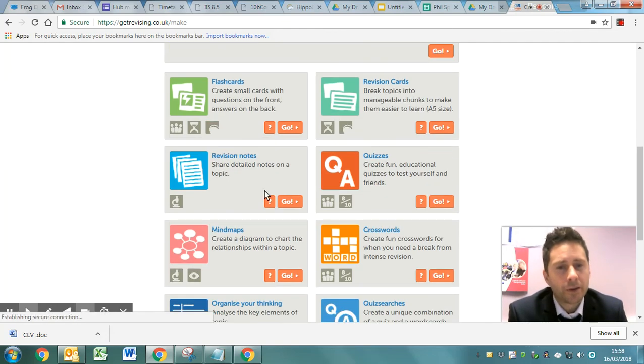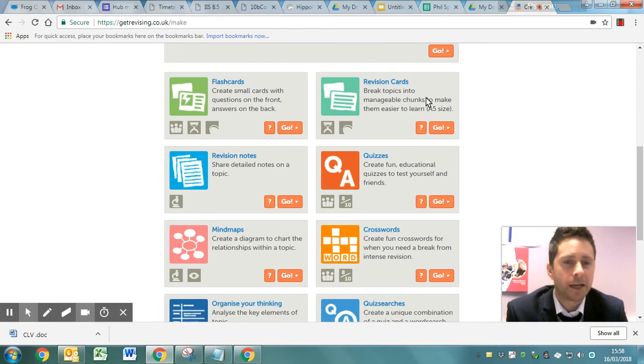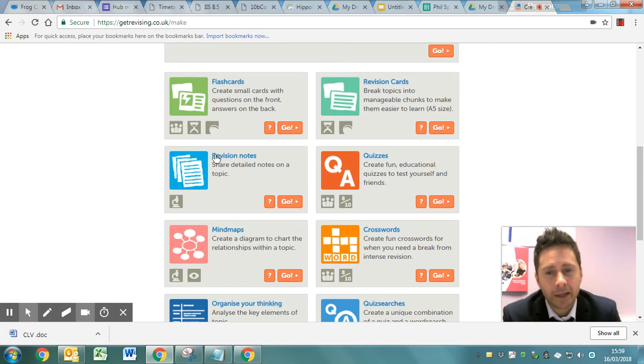There are a whole host of other things you can do. You can do revision cards, so breaking topics into manageable chunks. I'm not going to go through all of these with you. You can explore them yourself, obviously. You can make detailed revision notes that you can then go over. So, if you're fed up of writing notes down on paper or in your book or something like that, that might be a good place to rewrite your notes, because the act of reading them and then summarizing them and rewriting them, that helps you remember things. Good place to do it.